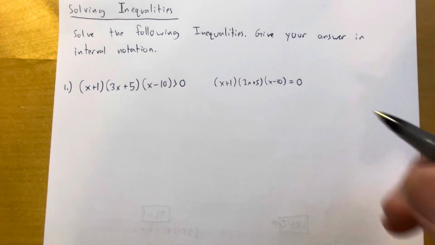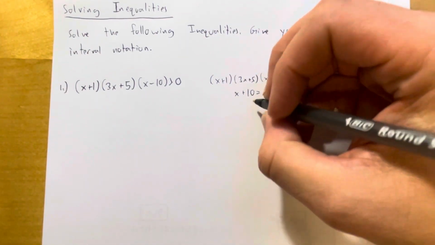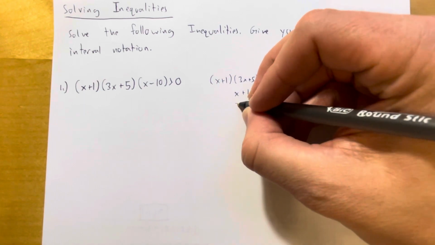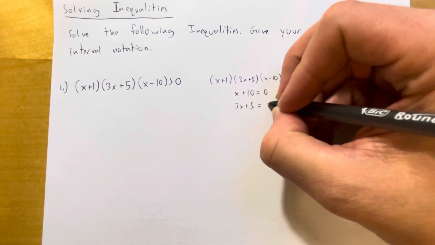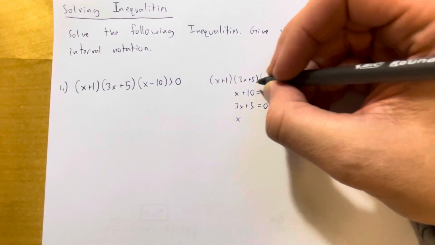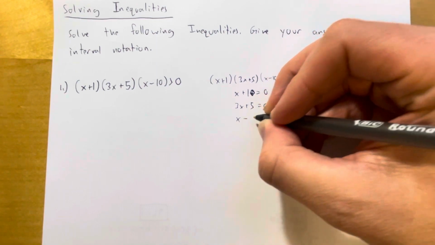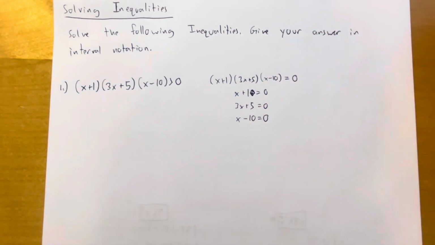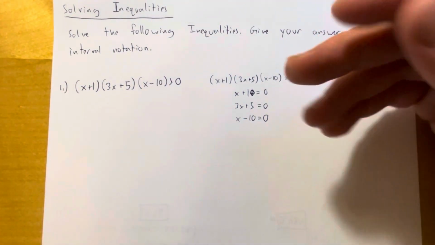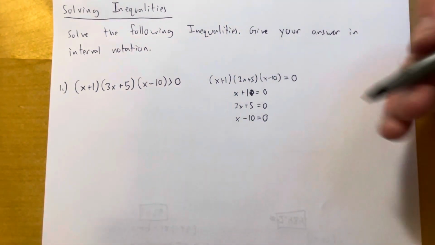So basically what I would be doing is taking each of these expressions, x plus 1, setting that equal to 0, and seeing what x would have to be. 3x plus 5, set that equal to 0, what would x have to be? x minus 10 equals 0. Solving these will give me all possible values of x for which this product will come out to 0.